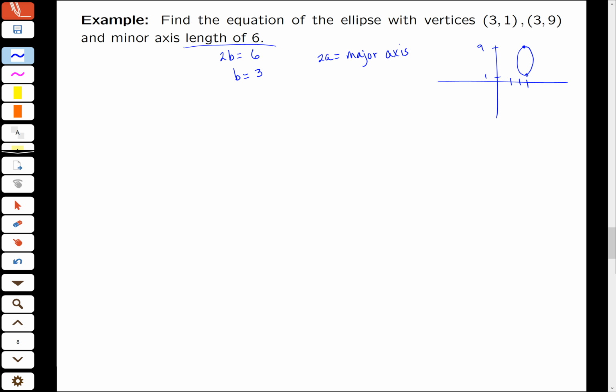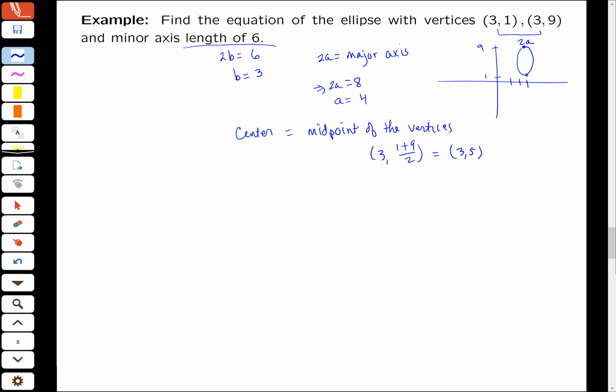And the 2a is going to be the major axis. Major axis is the distance from (3, 1) to (3, 9). What is that distance from (3, 1) to (3, 9)? 8. So if 2a equals 8, what is a equal to? 4. And now the center is the midpoint of the vertices. So the midpoint is going to be 3 and then 1 plus 9 over 2, which is 5.